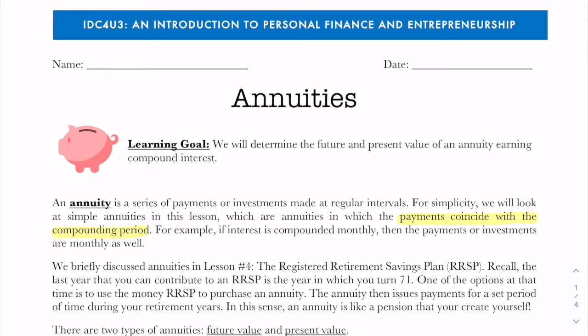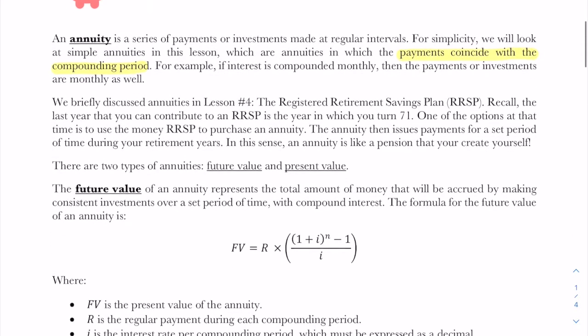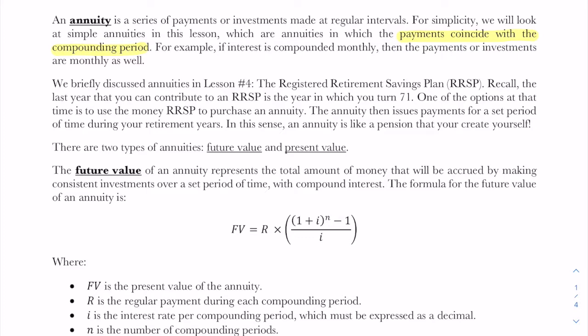Please note, in the real world, this is often not the case, and there is a way to convert, but again, for simplicity, we're going to look at simple annuities. We briefly discussed annuities in Lesson 4 when we learned all about RRSPs. Recall, the last year you can contribute to the Registered Retirement Savings Plan is the year in which you turn 71. One of the options is to use the money in the RRSP to purchase an annuity.